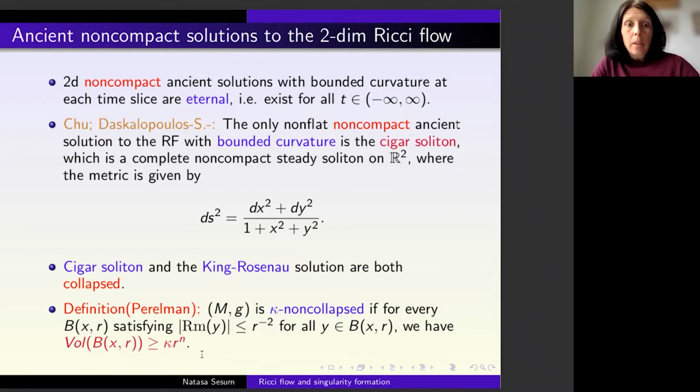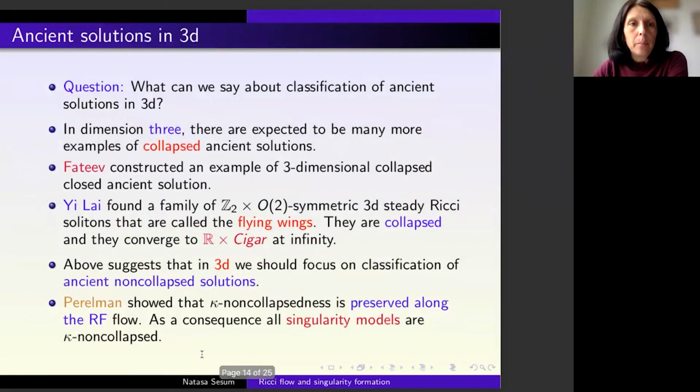And by using that functional, which is monotone along the flow, Perelman shows that this condition is actually preserved along the flow, which was a big breakthrough. What about the ancient solutions in 3 dimensions? What can we say there?